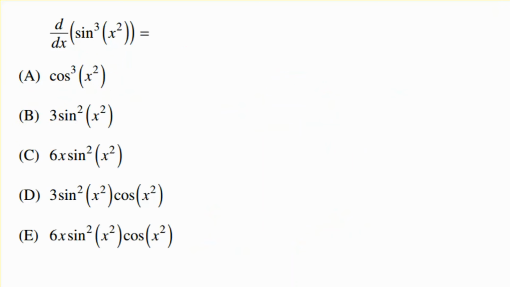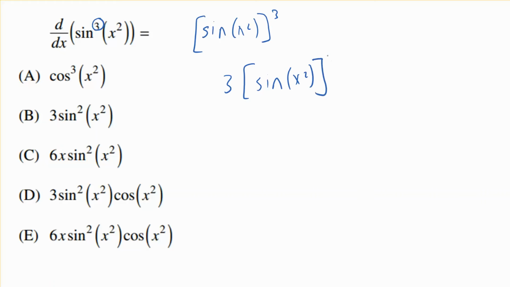All right, last one for this section. Find the derivative of sine cubed of x squared. So we do have a power and a chain going on, don't we? That sine cube actually has to come first. We can rewrite that as the sine of x squared, cubed. So that cube's going to come first. 3 times the sine of x squared, squared. So that took care of that power.